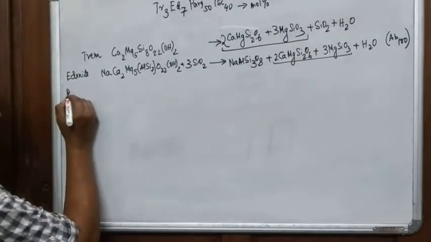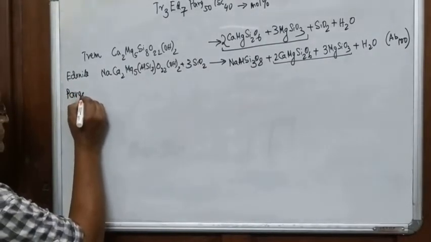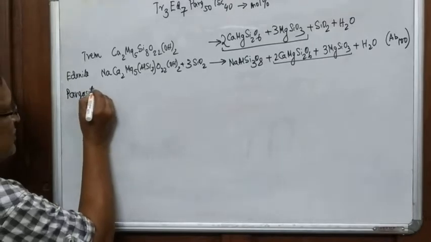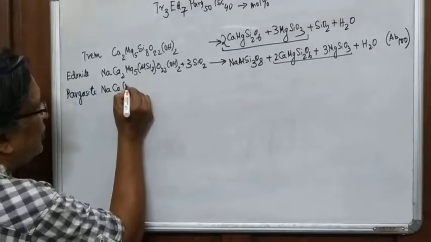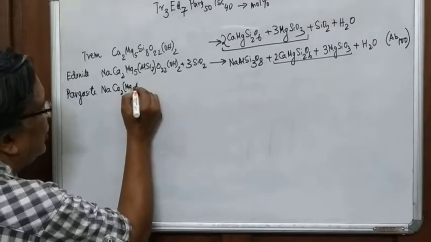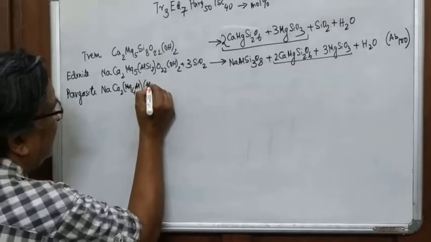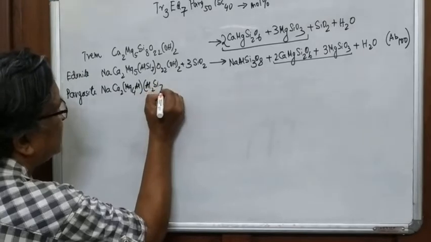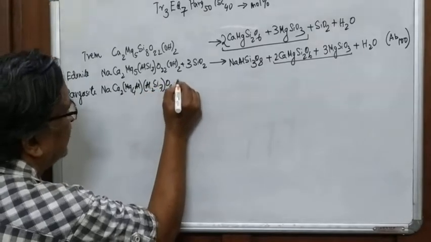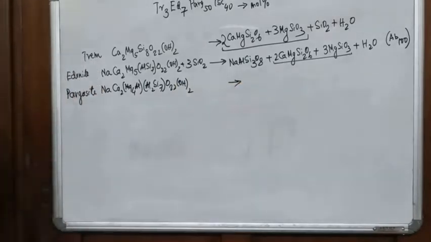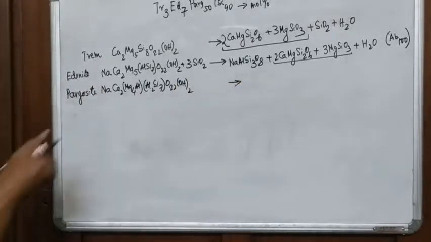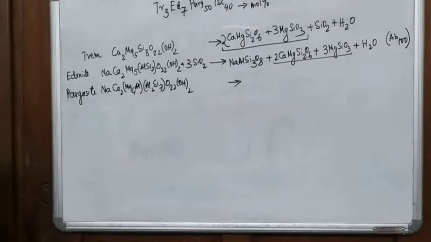Then we take pargasite. So now we have NaCa2Mg4AlAl2Si7O22(OH)2, and we start the breakdown reaction. Here you can see, as before, we have NaAlSi3O8.